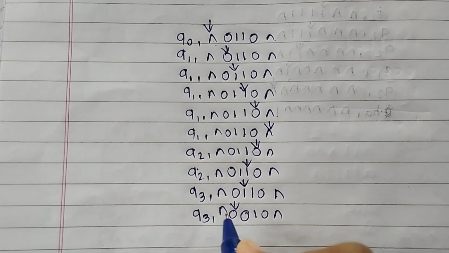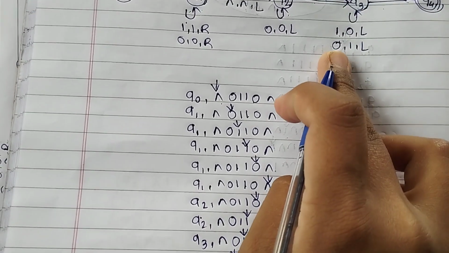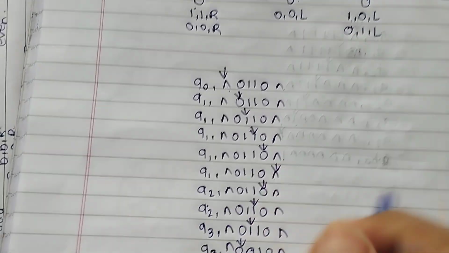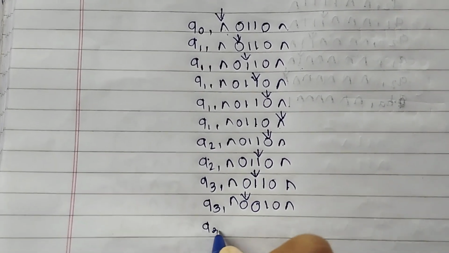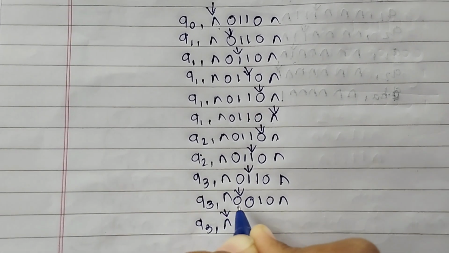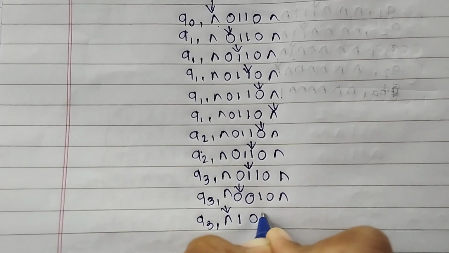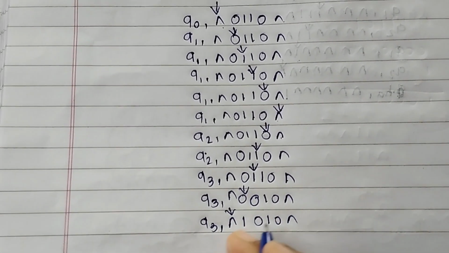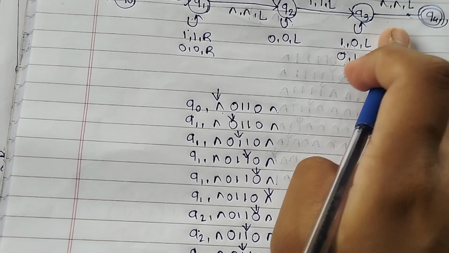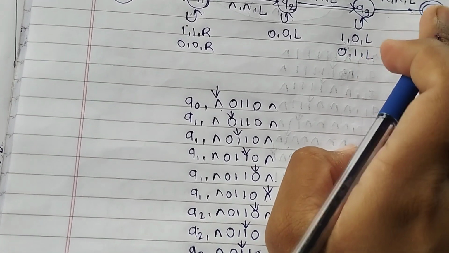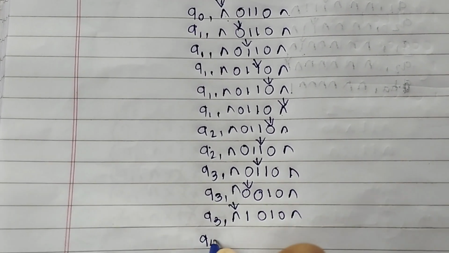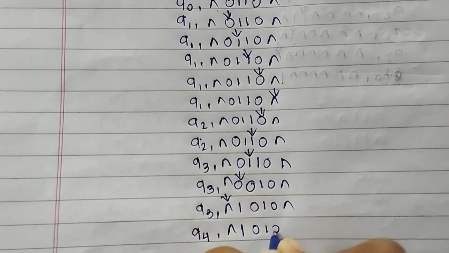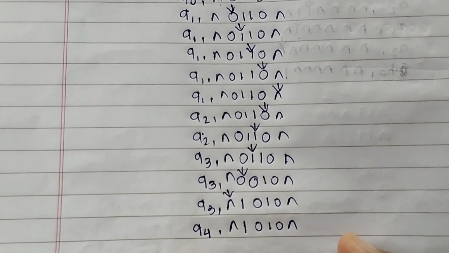Now again in the Q3 state, if you read 0, then change this 0 to 1 and move to the left. So in the Q3 state, move to the left and convert this 0 into 1: 0 1 0 null. Now in the Q3 state, if you read the null value, then move to Q4, which is the final state, and now this string is accepted. So in the Q4 state, this null is kept as it is, and 1 0 1 0 null. So this is the final state, and we accept this string.